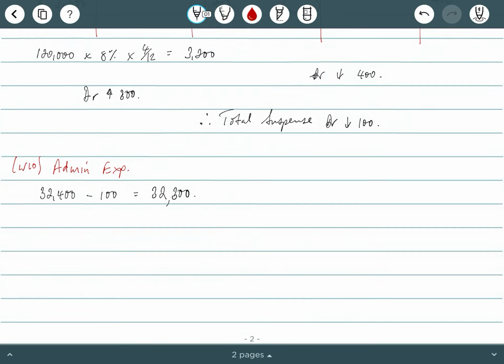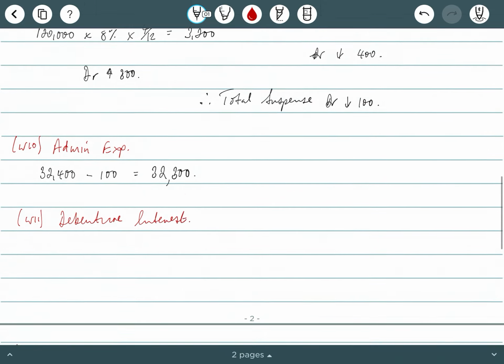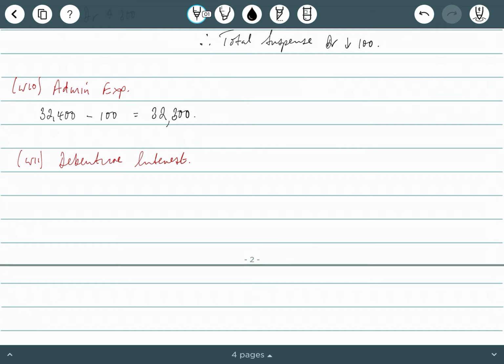Okay, the next working then we can open up is to do our debenture interest. As you know, we've paid off 4 months of debenture interest. If you take a look down through the workings really quickly, in particular pay attention to working VI. There's no entry there with debenture interest, so we've just settled up 4 months of debenture interest, which means the remaining 8 months is due.